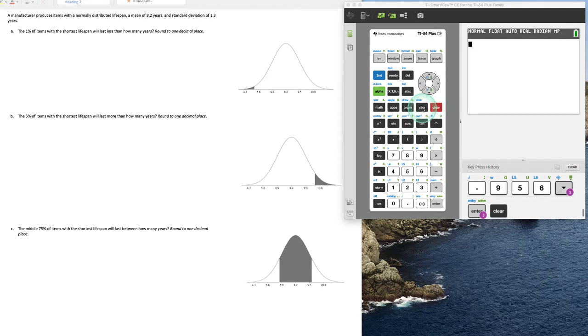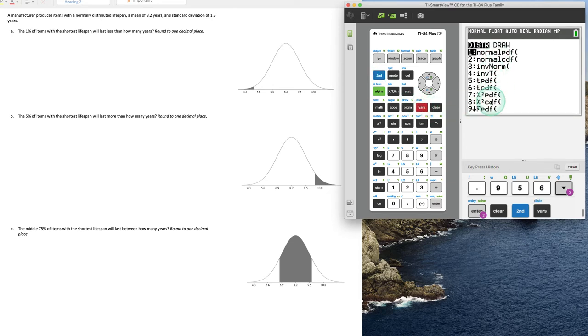If we go to vars and see in blue the word distribution, hit blue with blue, second vars, and you get this nice little distribution menu. If we see number 3, it says invNorm, which just means in real life, inverse normal distribution. This is the abbreviated version for the calculator. We will be using this to solve these problems on the left. So let's go ahead and look at an example.